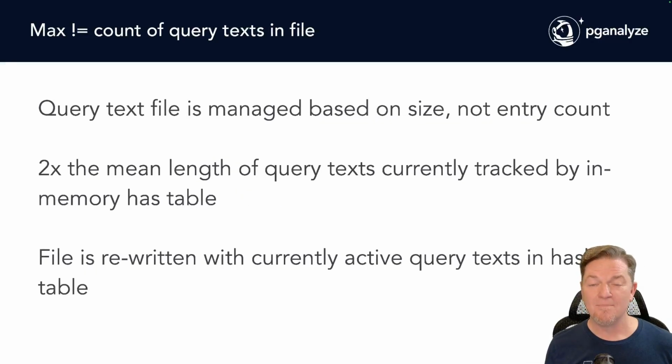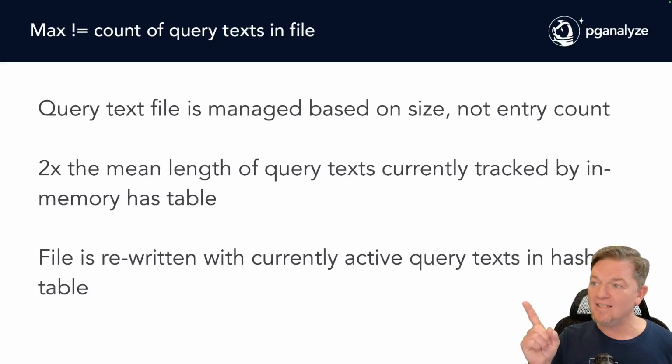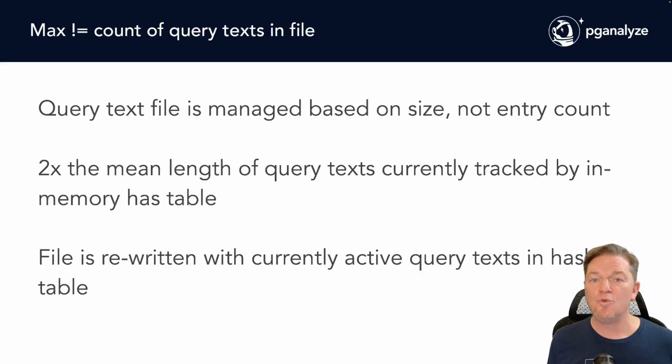We have to recognize that the total number of query texts tracked in this file is not pg_stat_statements.max. It is based on size. So it's 2x the total number of queries I can track, times the mean length of all of those queries. And then when it reaches that size limit, it doesn't clean out the file. It simply rewrites the file based on what is now currently active inside of pg_stat_statements. And then it does a quick swap. It drops the old one, renames the new temp file back to the new one. And there's a quick moment of locking there. So this is a management issue we have to begin to be aware of.